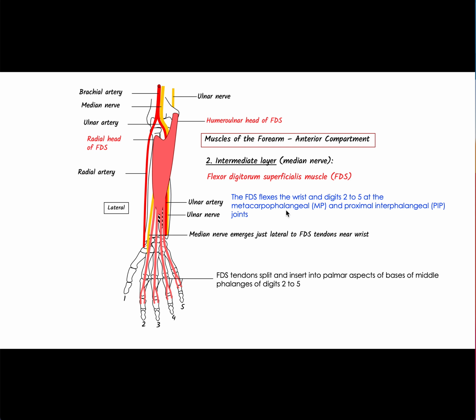So what is the job of flexor digitorum superficialis? It flexes the wrist and the digits 2nd, 3rd, 4th and 5th at metacarpophalangeal joints and proximal interphalangeal joints. So this is my metacarpophalangeal joint, this is the metacarpal, this is the first phalanx, and then this joint is what? My proximal interphalangeal joint.